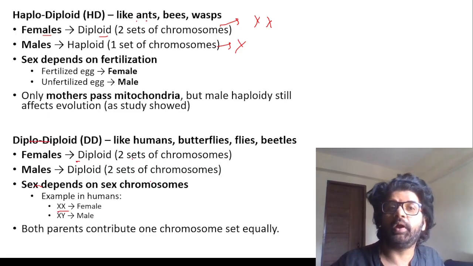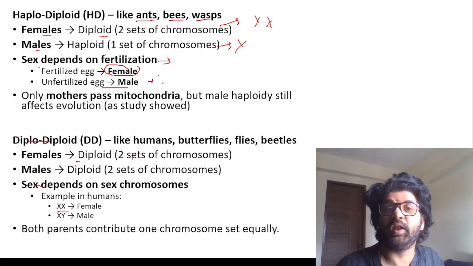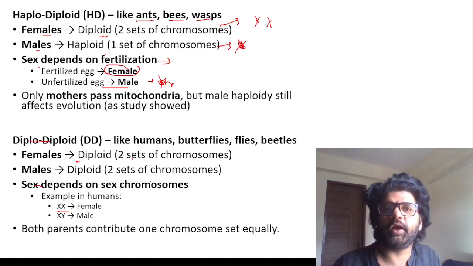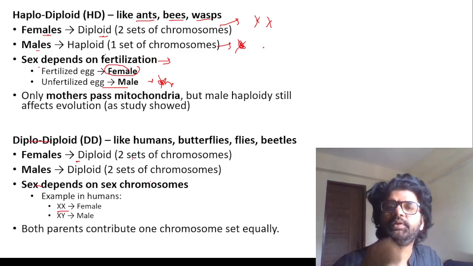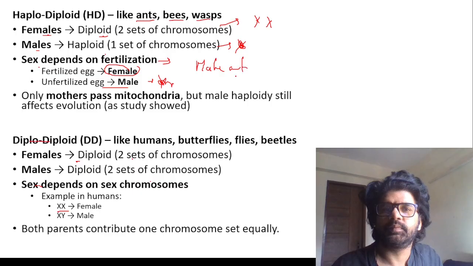In the case of haplodiploid ants, bees, wasps, females have two sets and males have one set. Sex depends on fertilization. If the female egg is fertilized, then a female will be produced. If it is unfertilized, then it will be male. What does that mean? Even if we don't know what kind of chromosomes they have, basically the meaning here is, if I tell you, this male ant has no father.